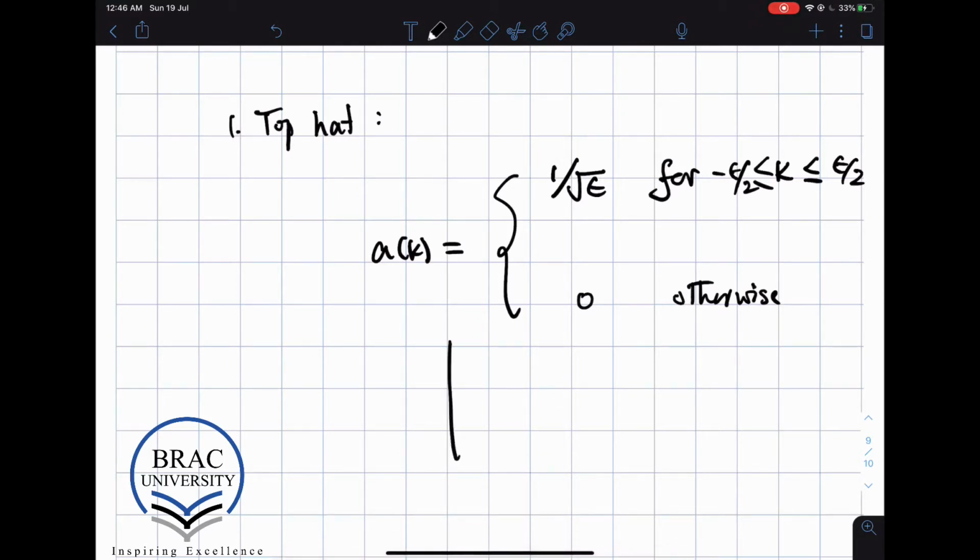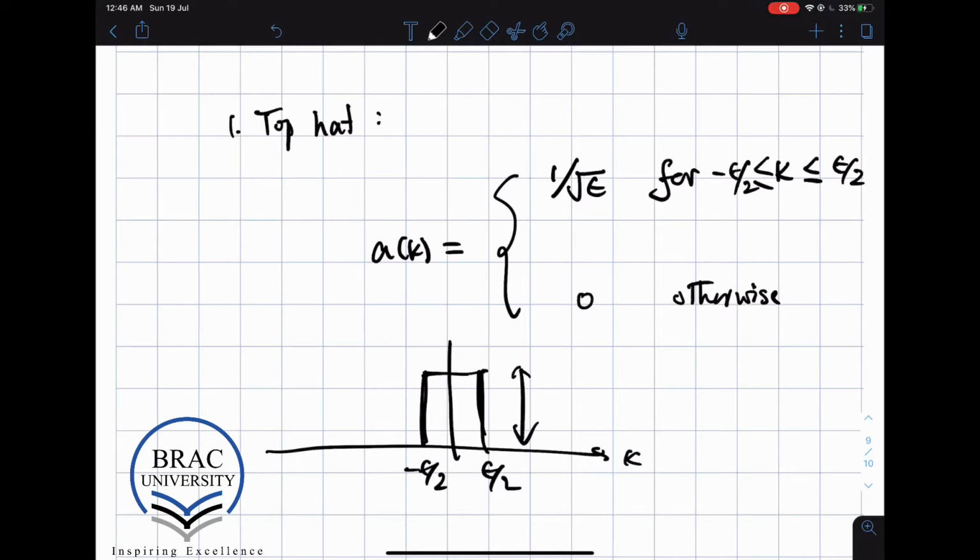So if we just plot this, this is k, this is just going to be something like this, where this is epsilon by 2, this is minus epsilon by 2, and the height of this guy is 1 over square root of epsilon. So then we ask, what is the Fourier transform of this function?